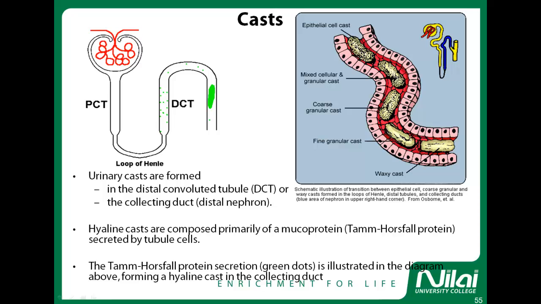This shows epithelial cell casts, cellular and granular casts, coarse granular casts, fine granular casts, and the last one, waxy casts. It is a complete illustration of the transition between epithelial cell, coarse granular, and waxy casts formed in the loop of Henle, tubules and ducts, the blue area of the nephron in the upper right hand corner.